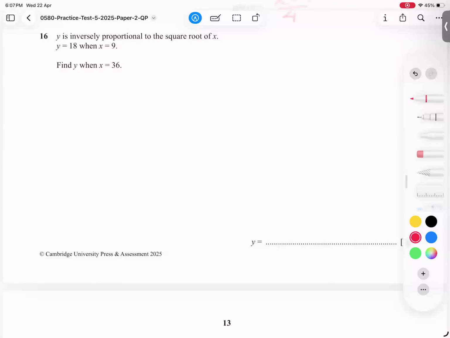Question number 16, students, we have y is inversely proportional to the square root of x. So this way, with the square root of x, is called directly proportional, the way I wrote. But if I bring this whole thing into the denominator and I write here 1, this becomes inversely proportional. So when I put here k, I think it's very clear now. So, okay, this is clear.